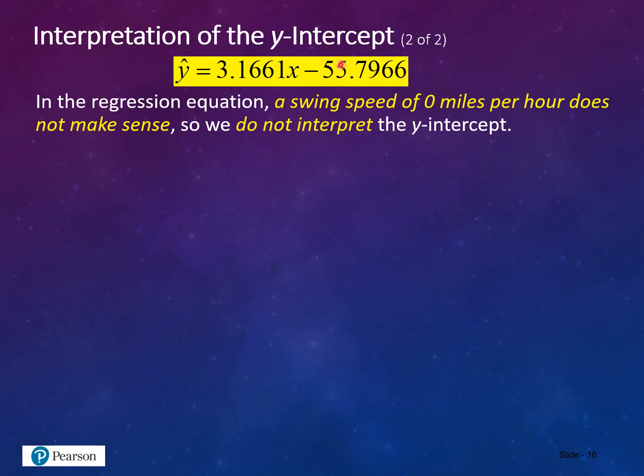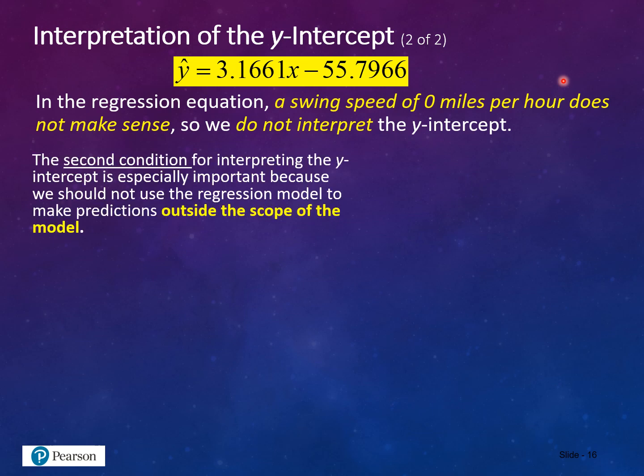And if we plug that in, the value we get makes even less sense as well. The second condition, remember, is do we have any observations near 0, near the explanatory variable equaling 0? This is especially important because we should not use a regression model to make predictions that are outside the scope of the model. Okay, now pay attention to that.